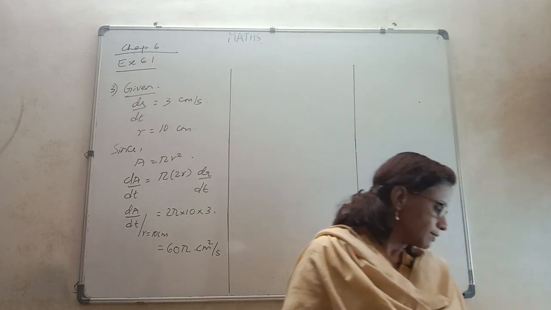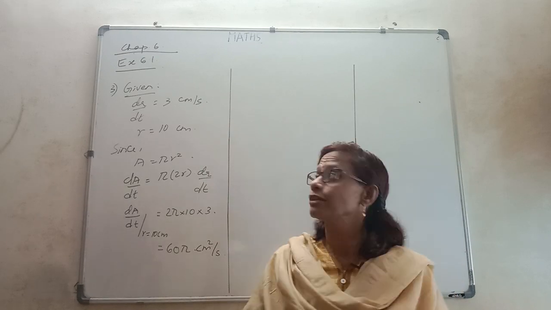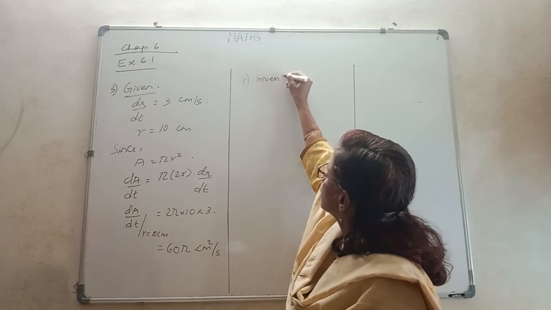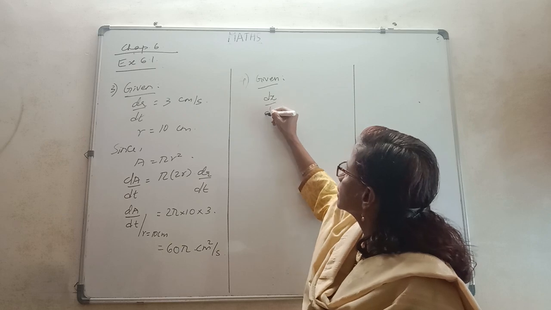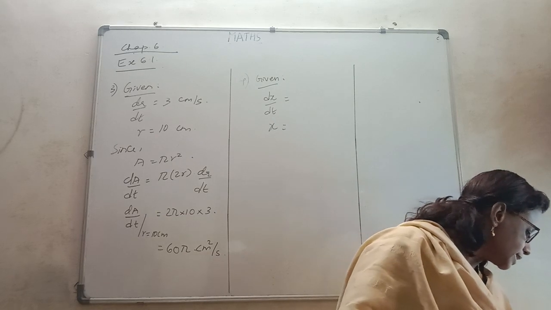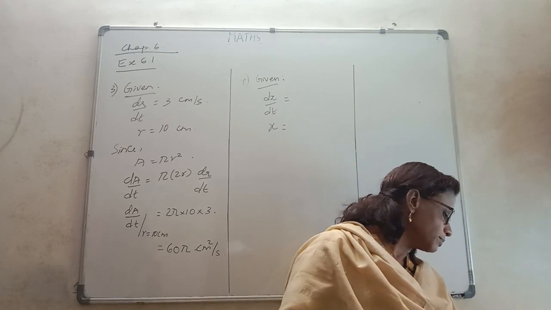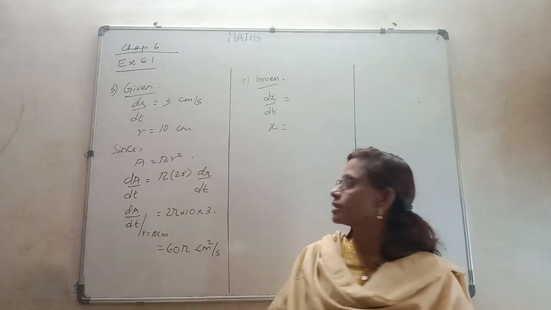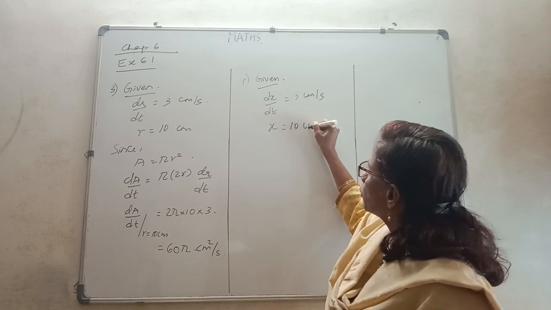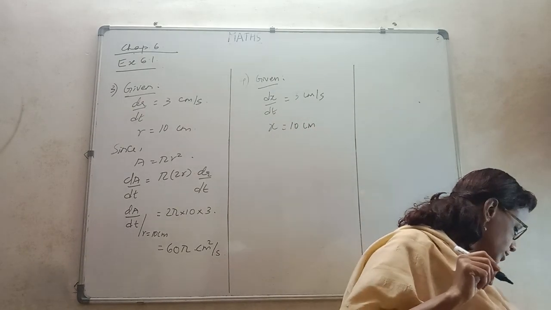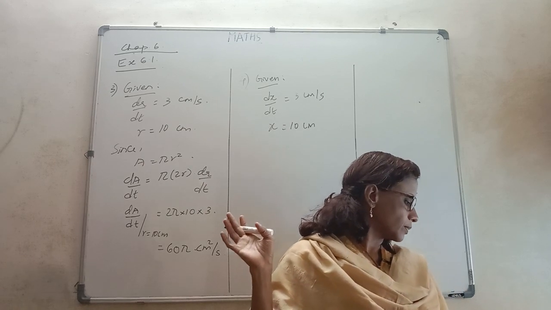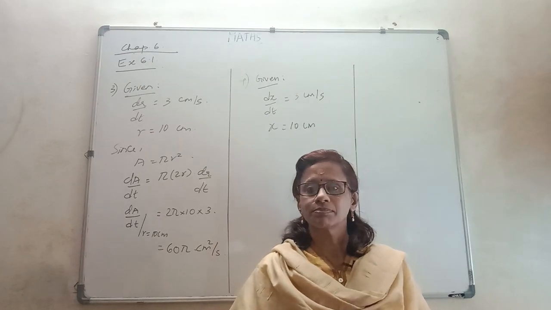They give us certain things. They give us that dx by dt, and they also give us the edge. They say the edge is increasing at the rate of 3 centimeter per second, and the edge is 10 centimeters long. I hope it has not got exchanged. Let me cross check. Yes, it is exactly the same as the previous one. So that makes our work very easy.